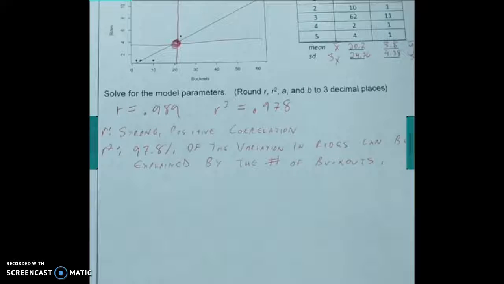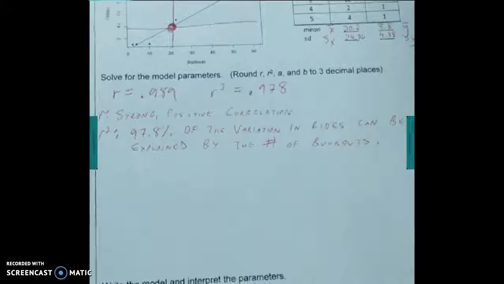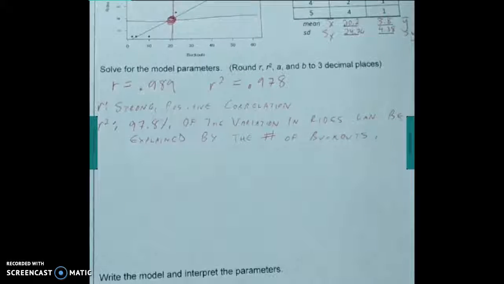You always want to pick the model that explains the most variation. So whichever r squared is highest, that's the one you want to pick. That's the reason I interpreted that here. But that doesn't really help me get the model parameters, which are the slope and y-intercept from the model.